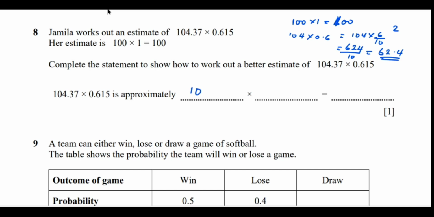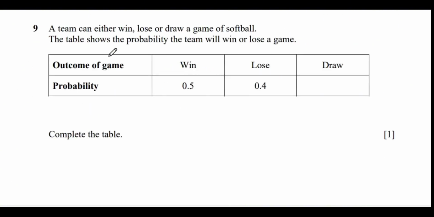So I will say 104 times 0.6 to give us 62.4. So I think this should be a better estimate. Okay. All right, so the next one is a question on probability, and they say that a team can either win, lose, or draw a game of softball. The table shows the probability the team will win or lose a game.